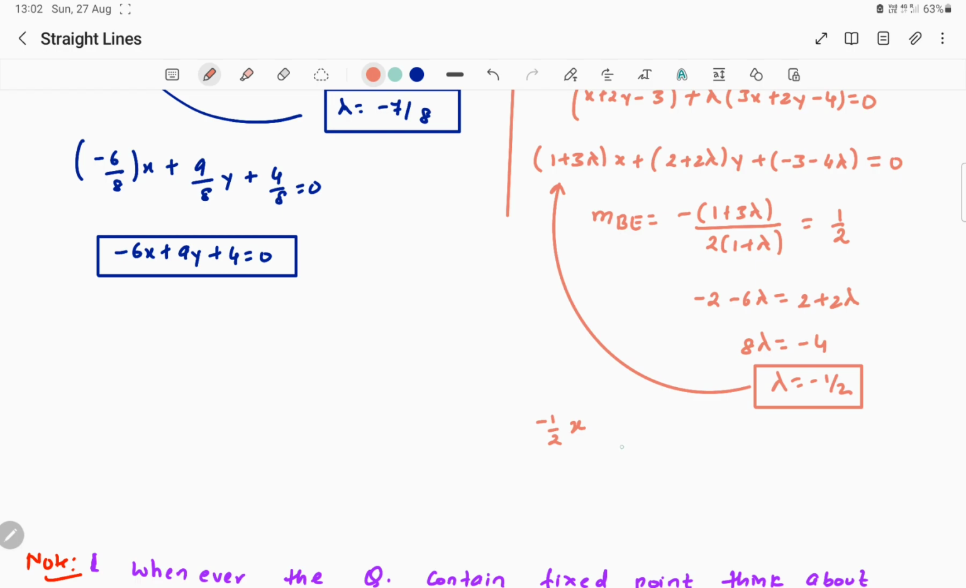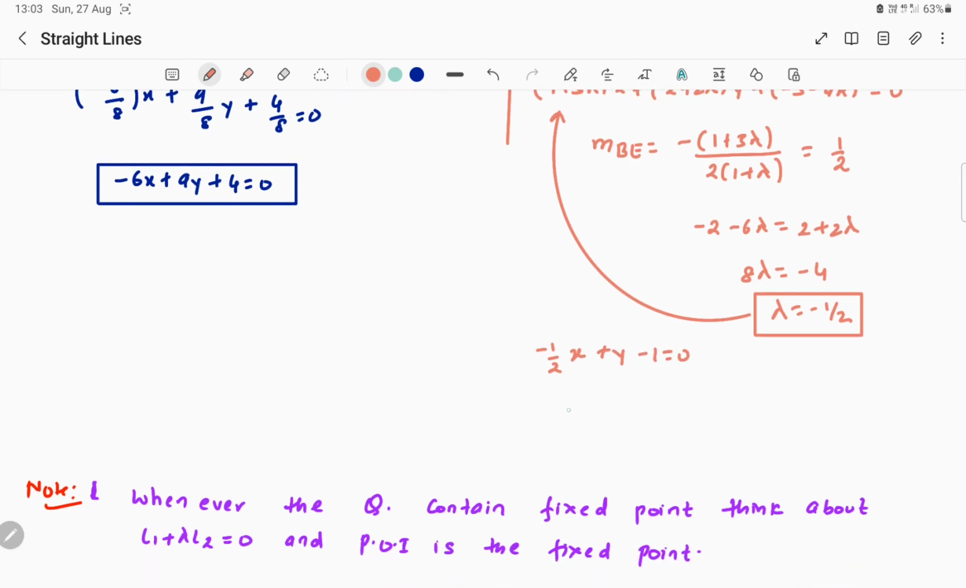Then 2 minus 2 lambda, so plus y. And z is how much? Minus 4 lambda. So that will give you how much? Plus 2. So minus 3 plus 2 will give you minus 1 equal to 0. So when we simplify, we get minus x plus 2y minus 2 equal to 0. So we can rewrite it as x minus 2y plus 2 equal to 0.